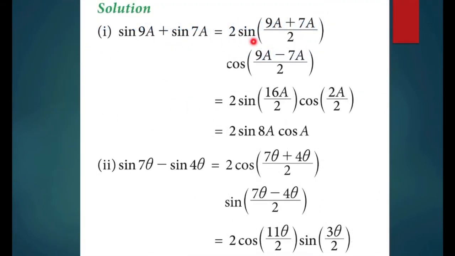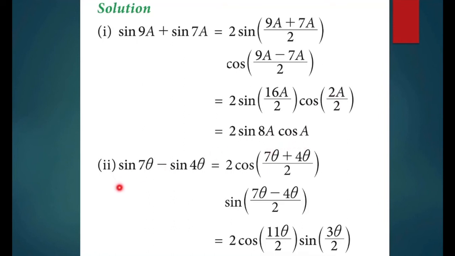2 sin (c plus d) by 2. Here in the place of c we have 9a, in the place of d we have 7a. So (c plus d) by 2 is (9a plus 7a) by 2, and (c minus d) by 2 is (9a minus 7a) by 2. While adding you get 16a by 2, while subtracting you get 2a by 2. So when the 2 sin cancels, it is 8a and here it is cos a.